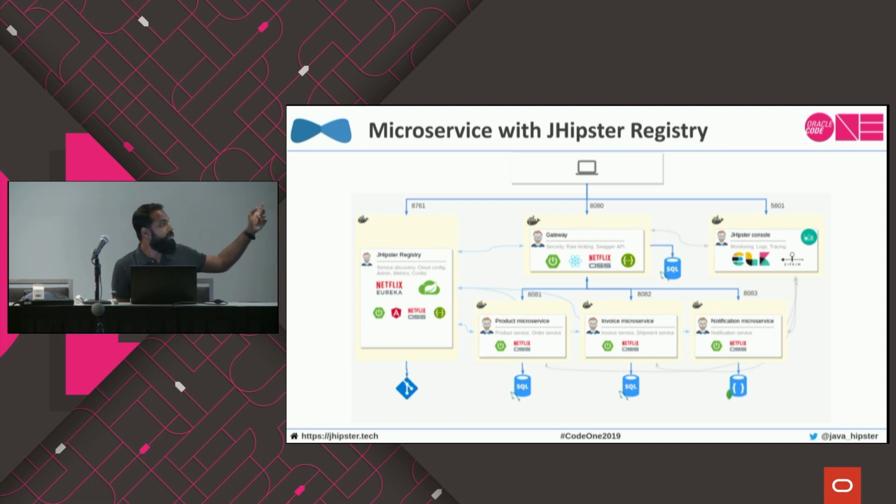We have something called JHipster Registry here, which takes care of service discovery, cloud config, administration, metrics, and these kinds of things. And we have something called JHipster Console, which is for telemetry, which is nothing but a wrapper around Elastic Stack and Zipkin to provide a telemetry option.